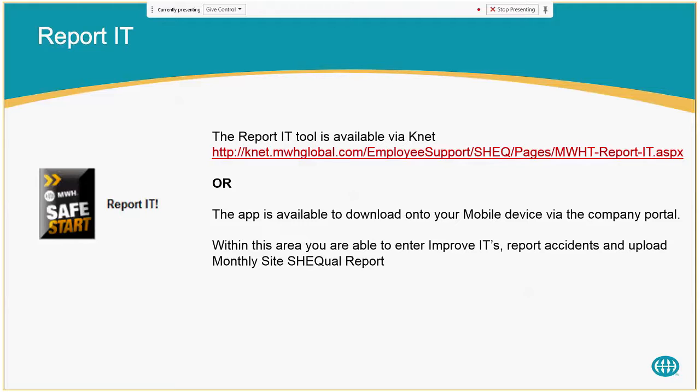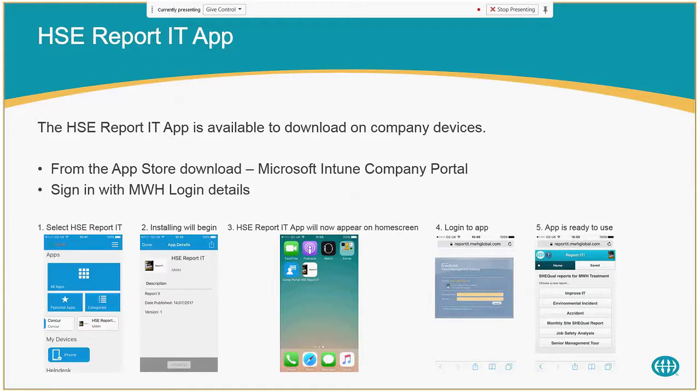Or there is an app available. You can download that to any company device via the company portal. So within this area, you're able to enter Improve It, report accidents, and upload monthly SHEQ data. So let's show you how you get that app if it's not already on your phone.